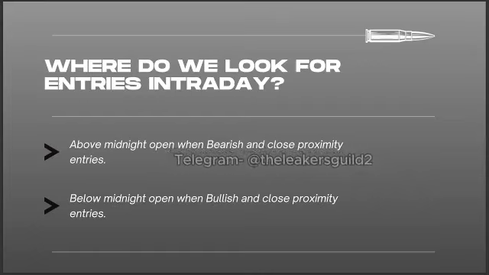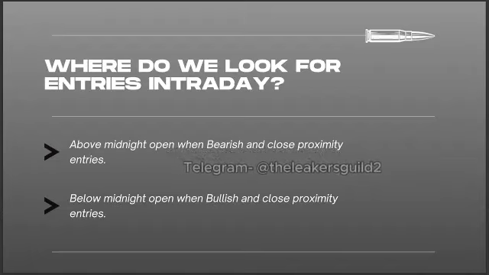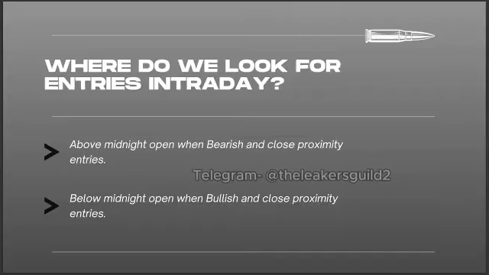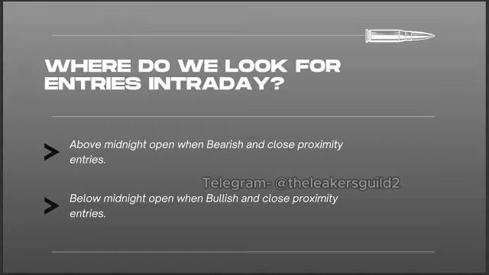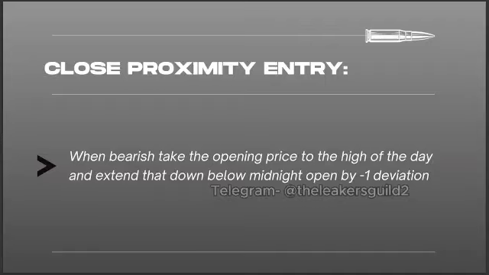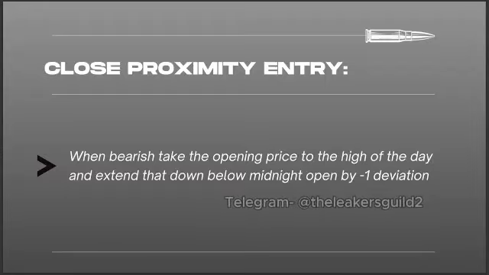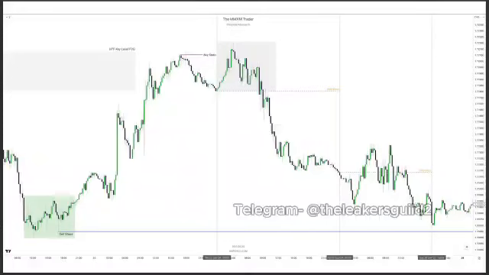As always, map out your New York midnight opening price, right? And above midnight opening price when bearish, and a close proximity entry. And we're going to be talking about that a little bit more in the next slide. And if we are bullish, below midnight open, right? And a close proximity entry. Now, what is a close proximity entry? When bearish, take the opening price to the high of the day and then extend it down below midnight open and use one standard deviation of this.